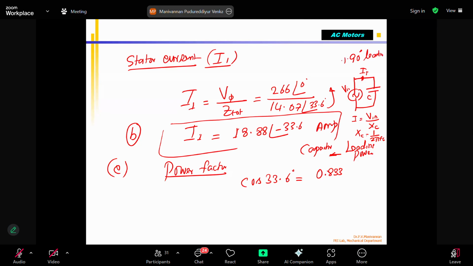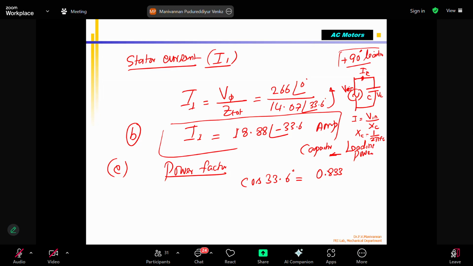Correct? It will be plus 90. The phase angle between the AC voltage supplied to the capacitor and the current flowing to the capacitor: I can call it VC, the applied voltage, V in, and IC, the current flowing. The IC and this one will be 90 degrees phase shifted, being a capacitor. In that case, that is called leading power factor. Correct?